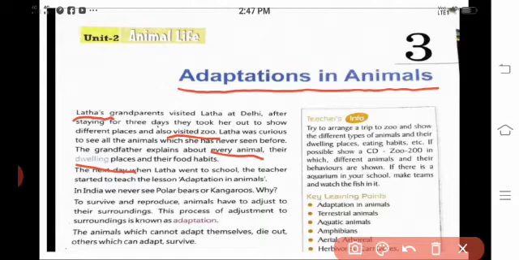What is meant by dwelling? Dwelling is a house, flat or other place of residence. Okay, that is the meaning of dwelling.